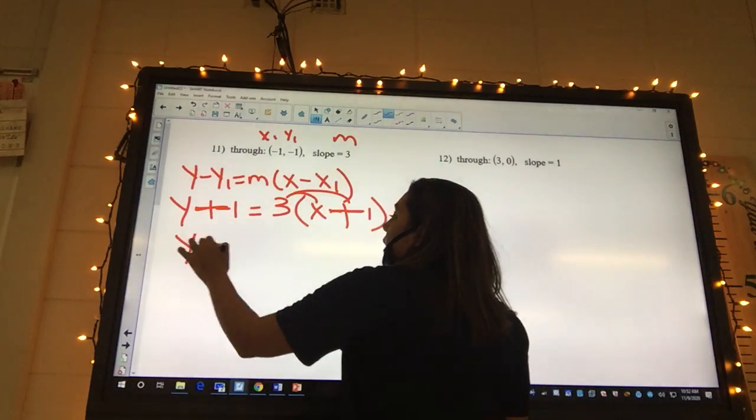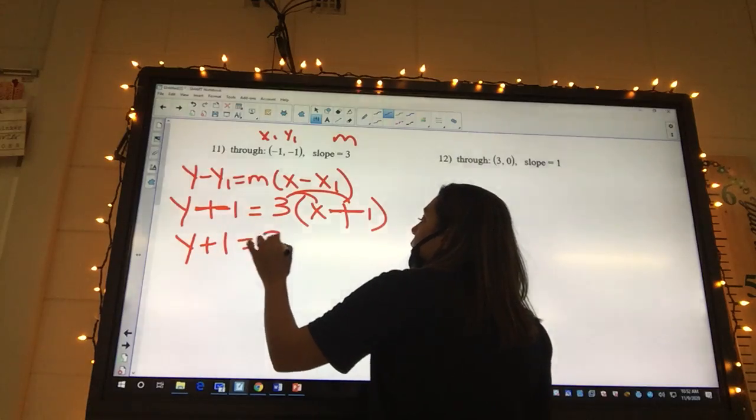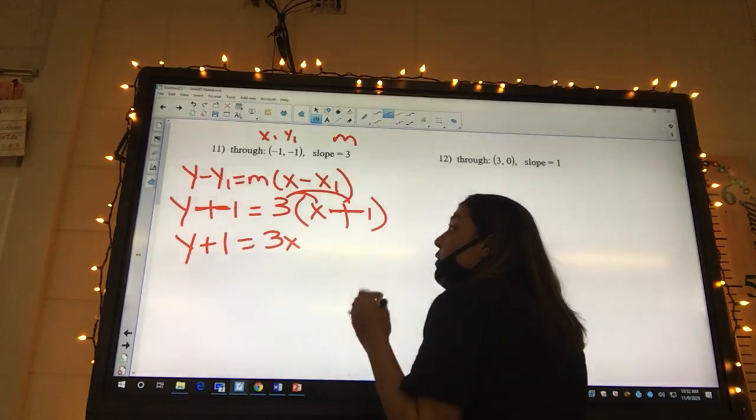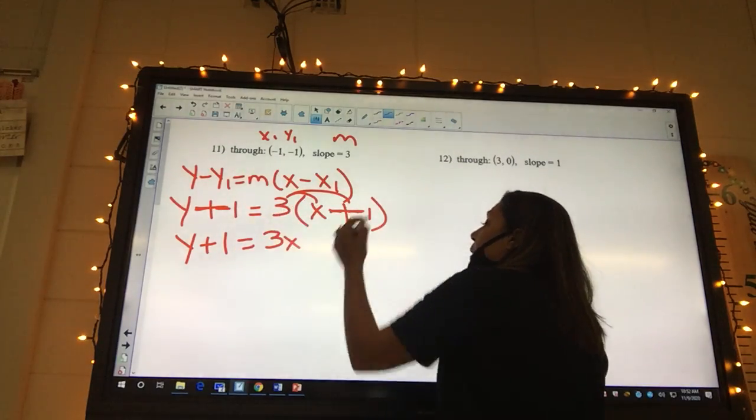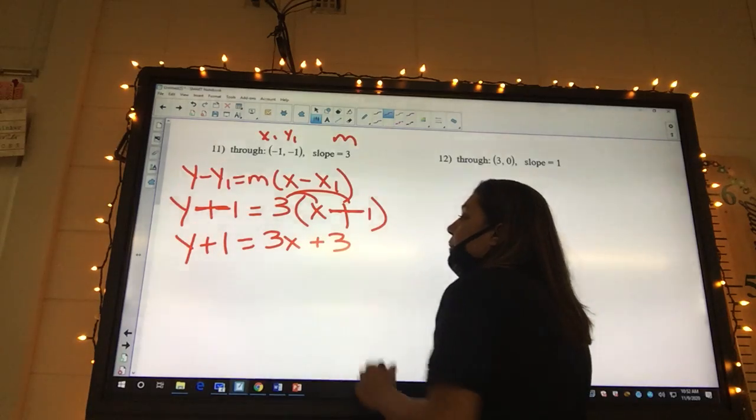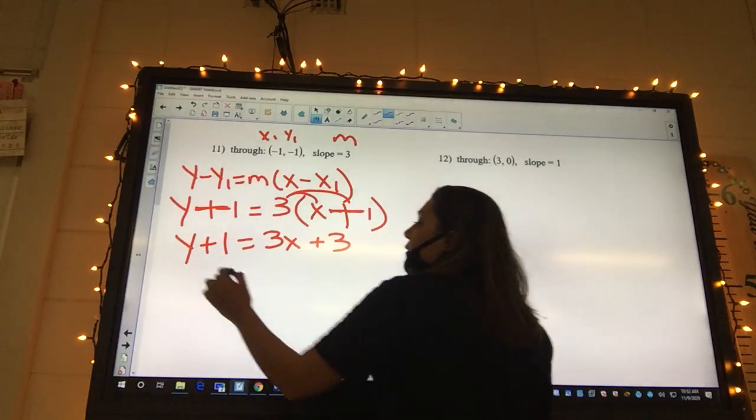So we got y plus 1 equals 3x. And remember, distribute means times, so it's going to be 3 times 1, which is 3. And then we have to subtract 1.